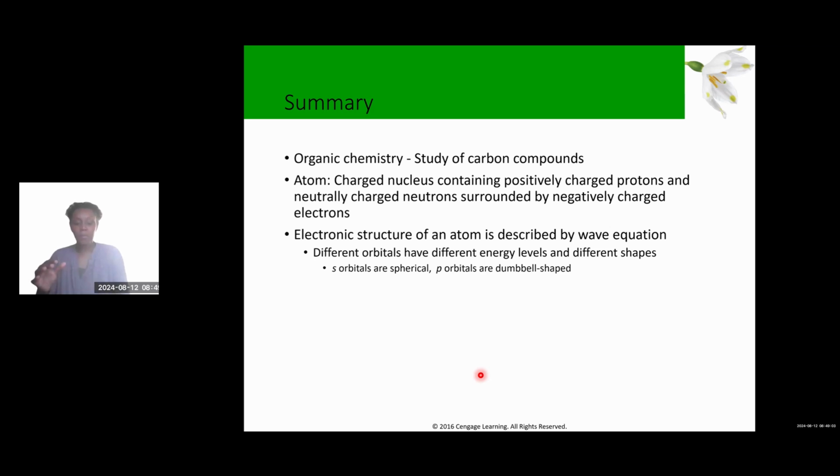Atoms have a charged nucleus containing positively charged protons and neutrally charged neutrons, and around that, the atoms have electrons that are negatively charged. These negatively charged electrons are what give the properties to the atoms, which causes them to desire to be bonded to each other because they're striving to be perfect, that octet rule. The electronic structure of an atom is described by a wave equation, and the different orbitals have different energy levels and different shapes, okay? The s orbitals are spherical and the p orbitals are dumbbell shaped. So remember, all the s orbitals are spheres, versus the dumbbell shapes.